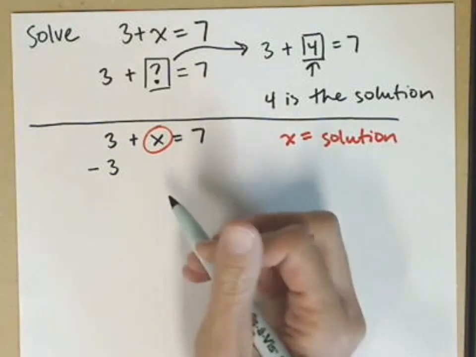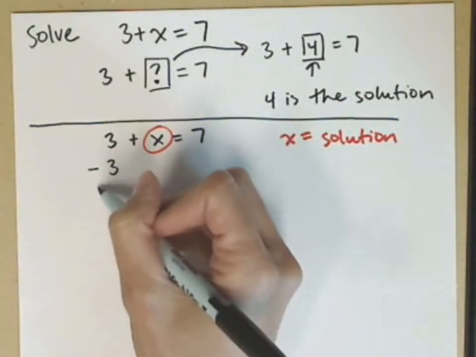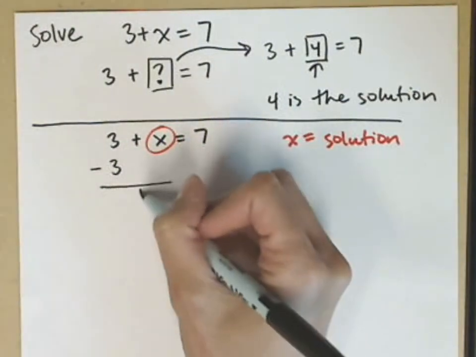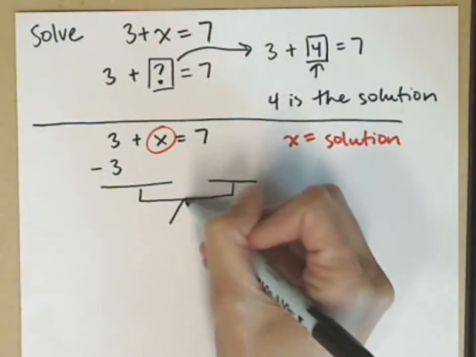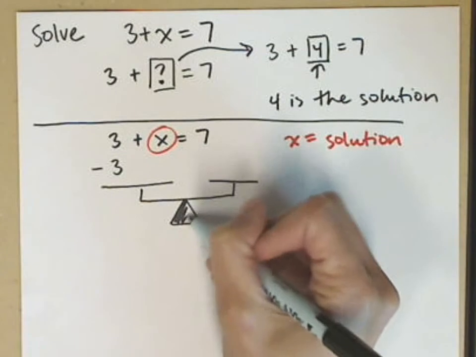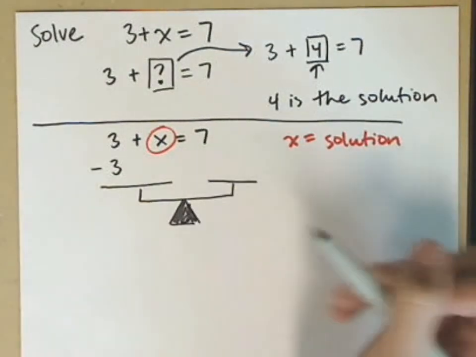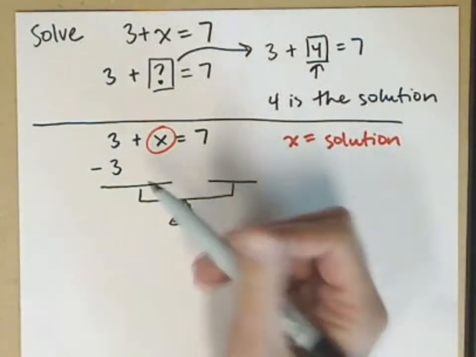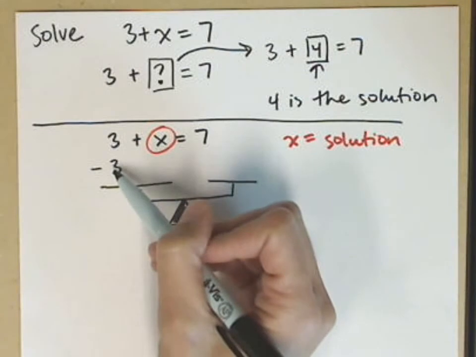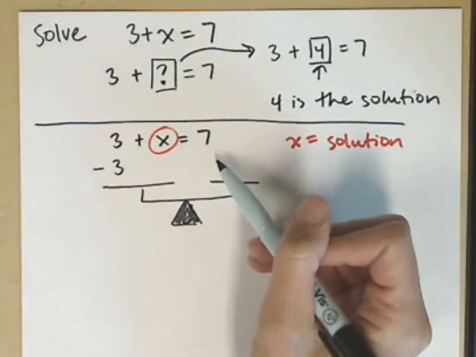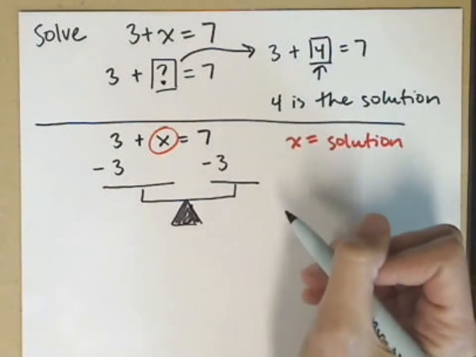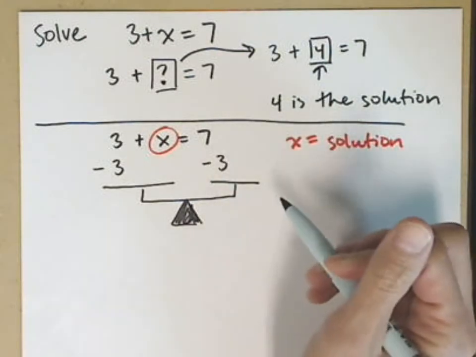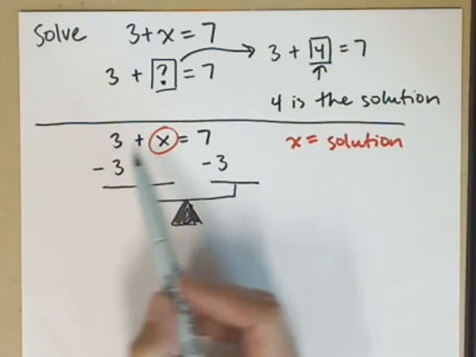So I'm going to subtract that 3. When I think of this equation, I think of it as being something that's balanced. I've got the left side of the equation, and I'm balancing that with the right side of the equation. To keep my scale evenly balanced, whatever I do to one side of the equation, I need to do to the other side of the equation. I've subtracted 3 from the left, so I'm going to follow that by subtracting 3 from the right. Now my equation stays balanced.